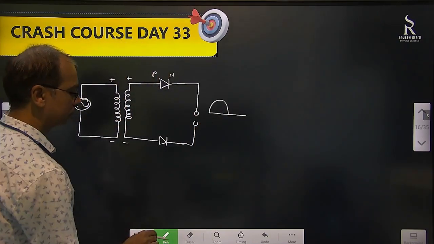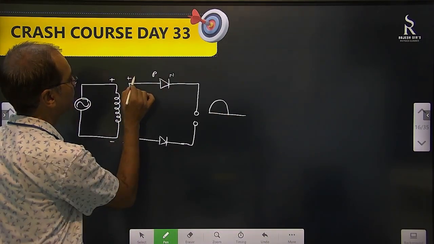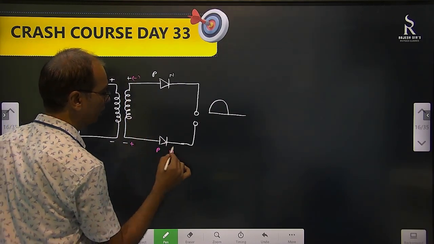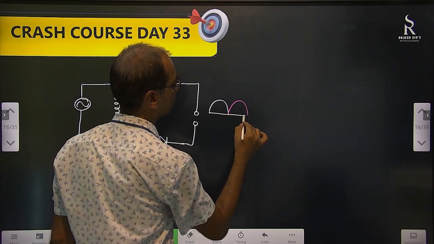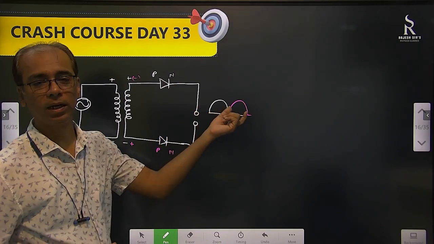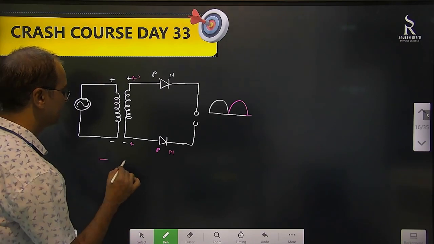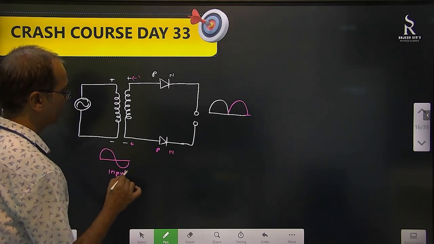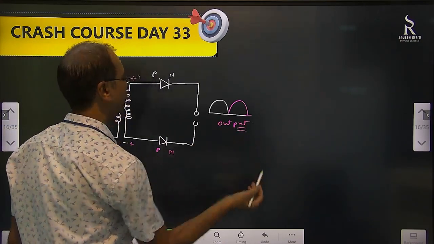In the next half cycle, this will become positive and this will become negative. In that case, this is forward bias, so current will come from here. Then it will be like this. Half cycle is this one white and half cycle is this pink. Input is like this. This is the input. This is the output. So the full wave is rectified.